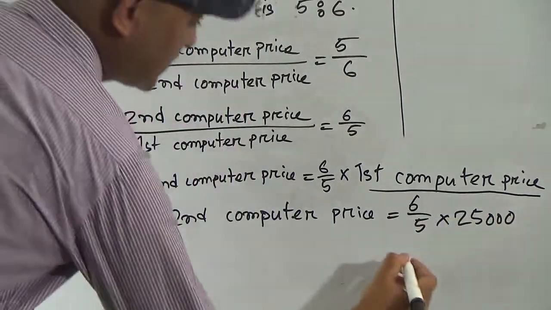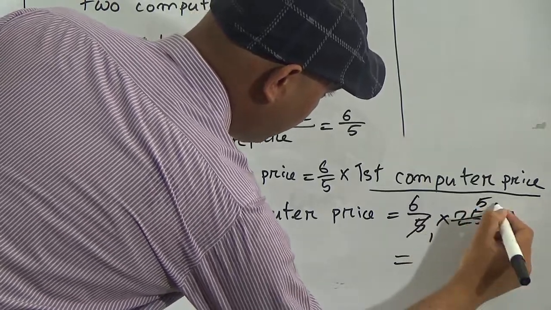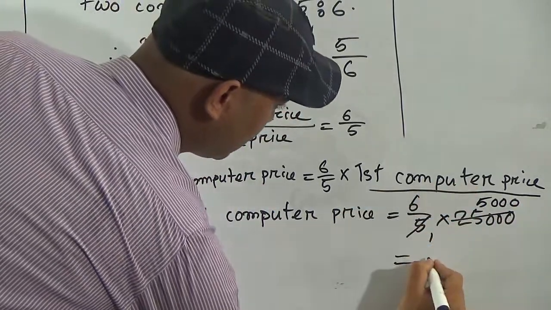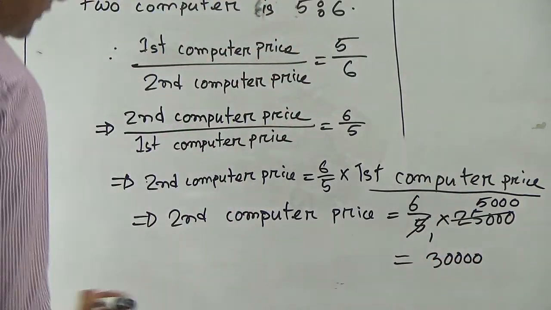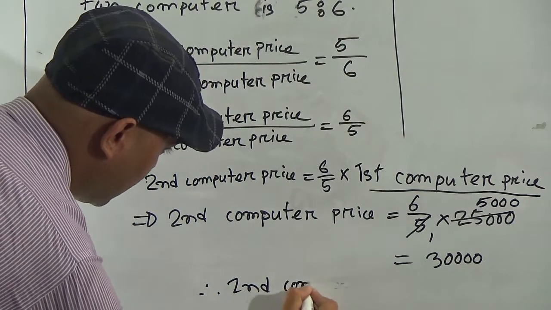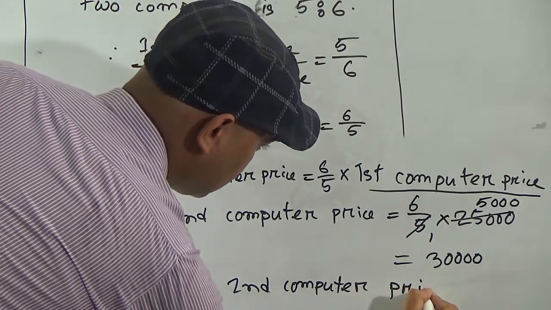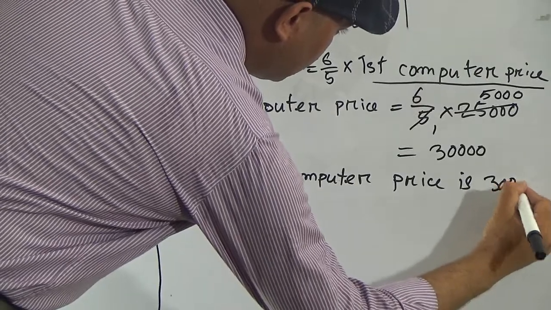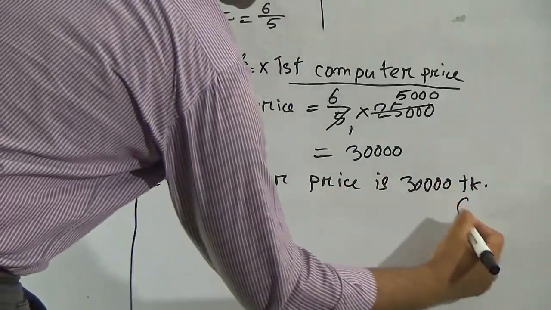Now make it the lowest term, it will be 15,000. So multiply this and this one, it will be 30,000. That is, the second computer price is 30,000 taka, and which is the required answer.